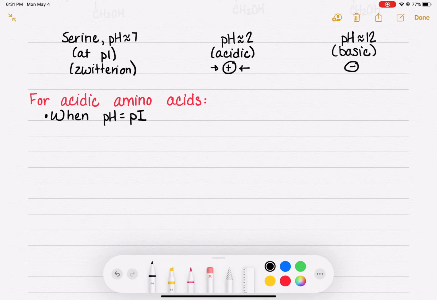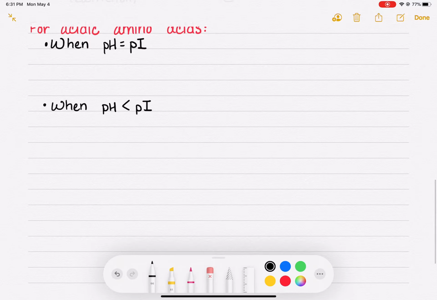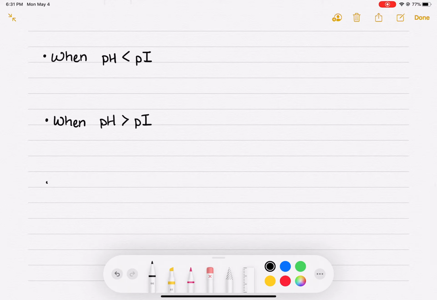And then we also have, at this time I want you to leave yourself a little bit more space, so 3 lines this time. We also have the option of when the pH is less than the PI. And what are we going to do in that case? And then we've got another option when the pH is greater than the PI and what we will do there. And then our fourth option is when the pH is way bigger, so much bigger than the PI. And we'll deal with that.